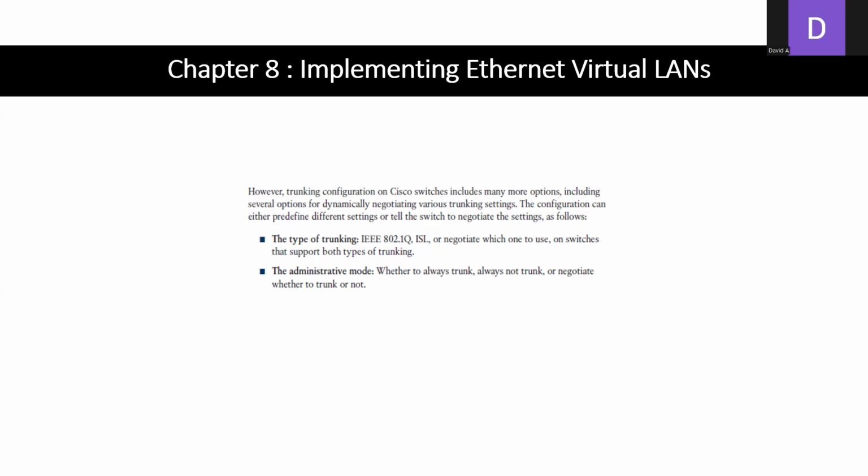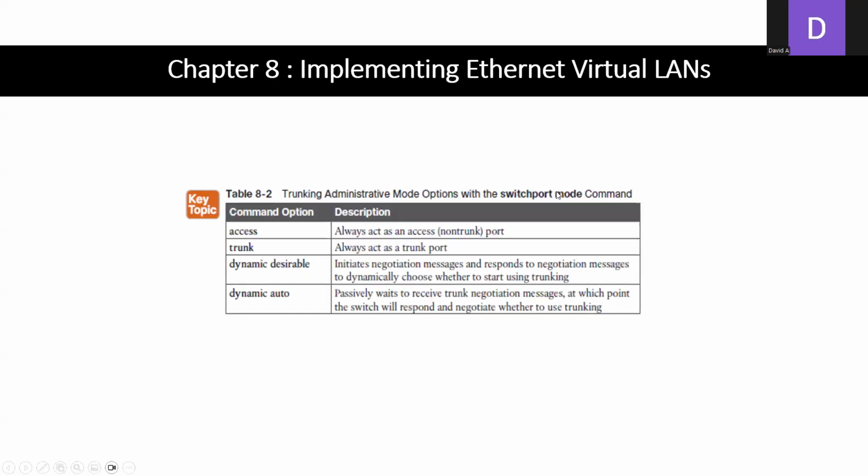All right. So the administrative mode, and we'll dive deep into that in a bit. The administrative mode refers to the configuration setting for whether trunking should be used. What do I mean by that? If we get into interface configuration mode and use the subcommand switchport mode X, we're defining the trunking mode as listed in this table.